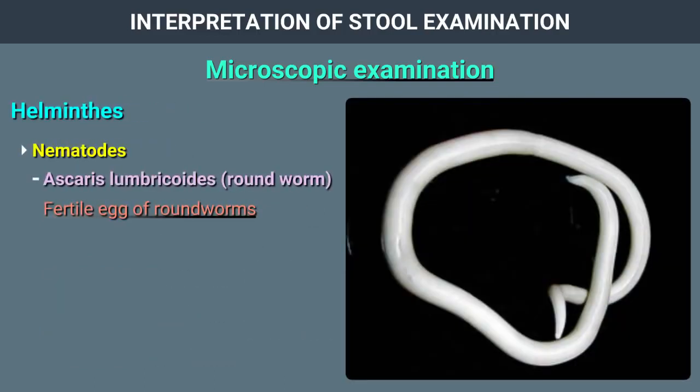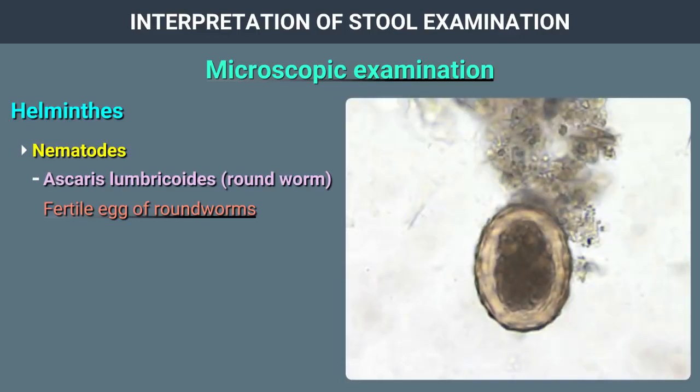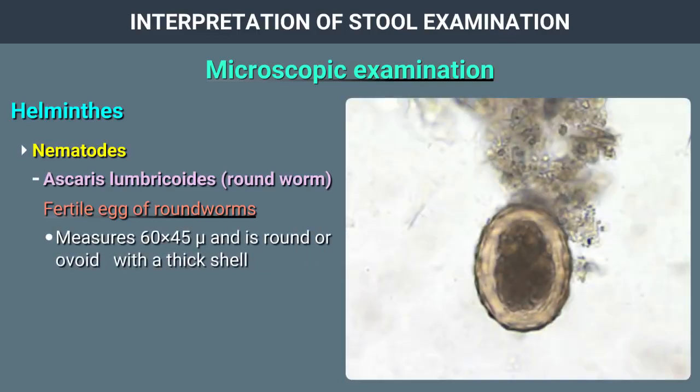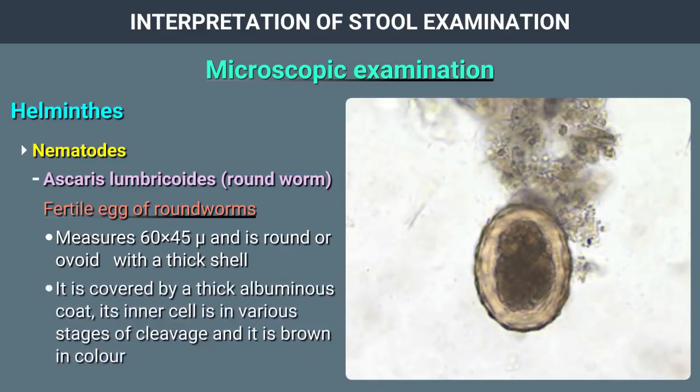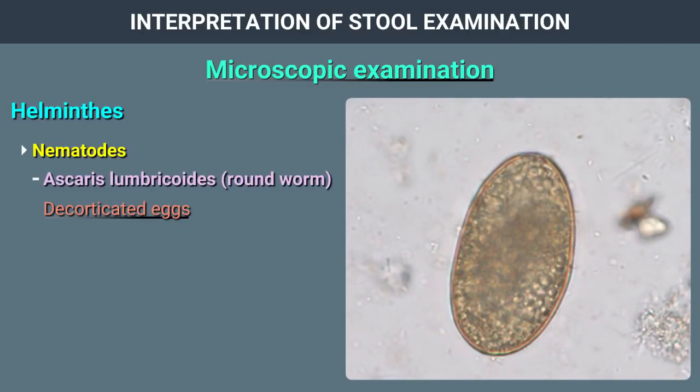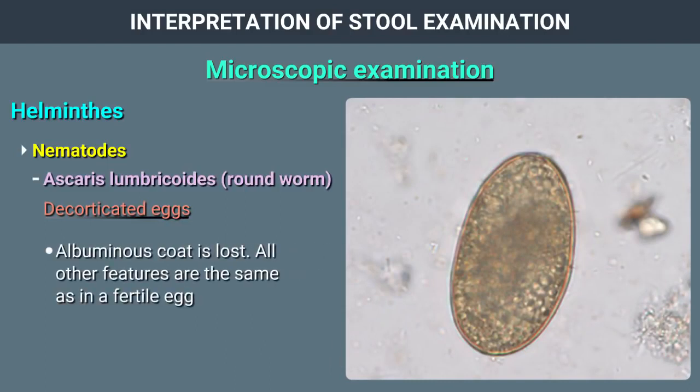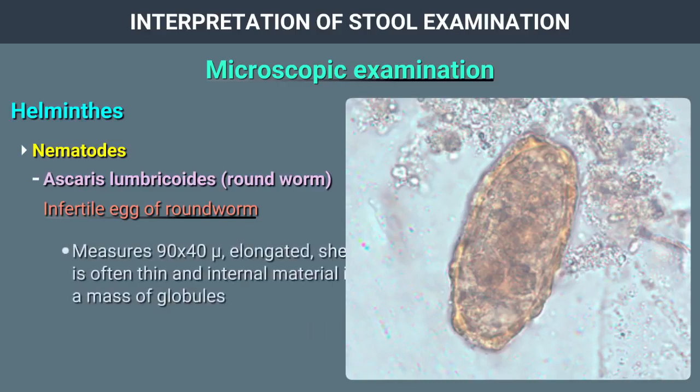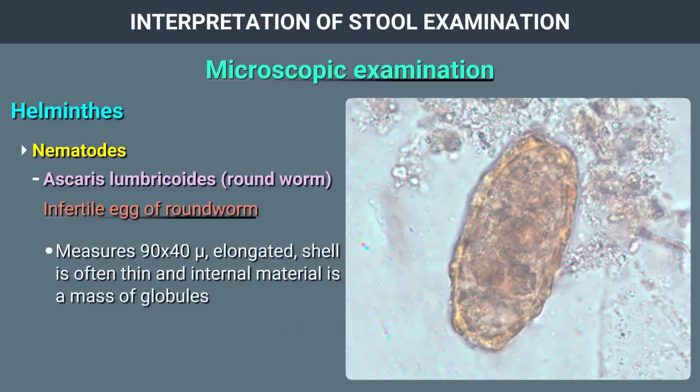Ascaris lumbricoides, roundworm. Fertile egg of roundworm measures 60 by 45 microns. It is round or ovoid with a thick shell. It is covered by a thick albuminous coat. Its inner cell is in various stages of cleavage and it is brown in color. Decorticated eggs: the albuminous coat is lost. Infertile egg measures 90 by 40 microns. It is elongated. Its shell is often thin and its internal material is a mass of globules.